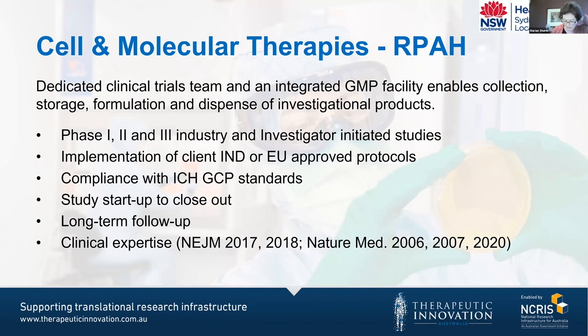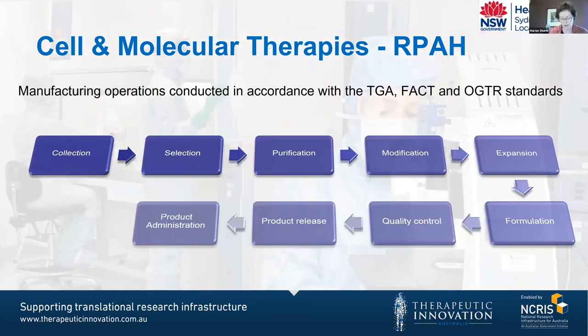RPA Cell and Molecular Therapies has dedicated clinical trial teams integrated with the GMP facility, and that enables the collection, storage, formulation and dispensing of investigational products for phase 1, 2 and 3 industry and investigator-initiated studies. And they operate in accordance with TGA, FACT and IGTR standards right through from the collection to the product administration and delivery process.